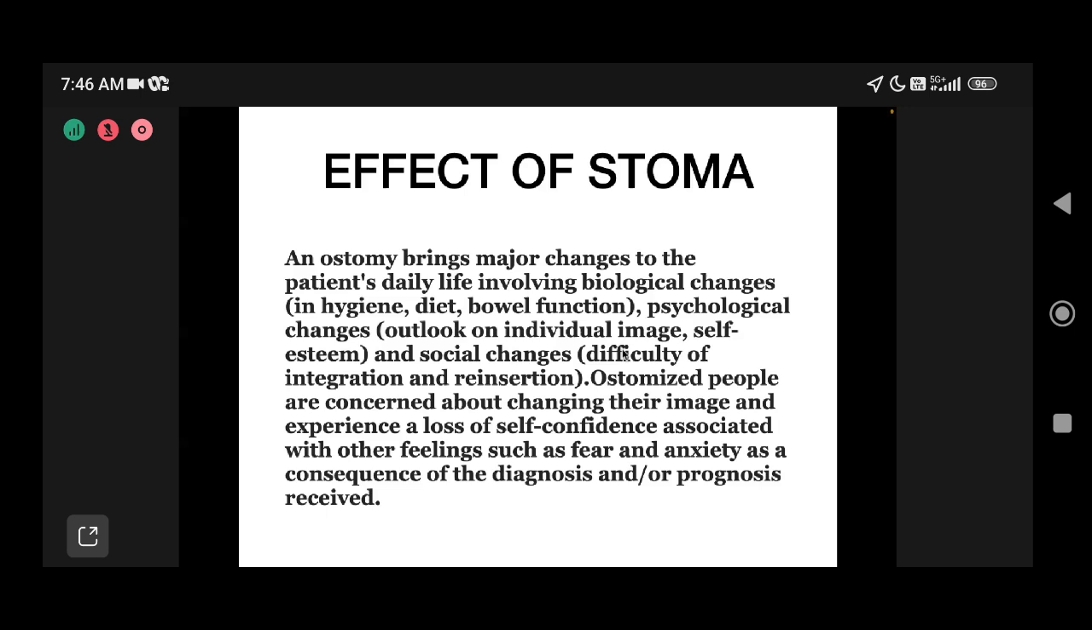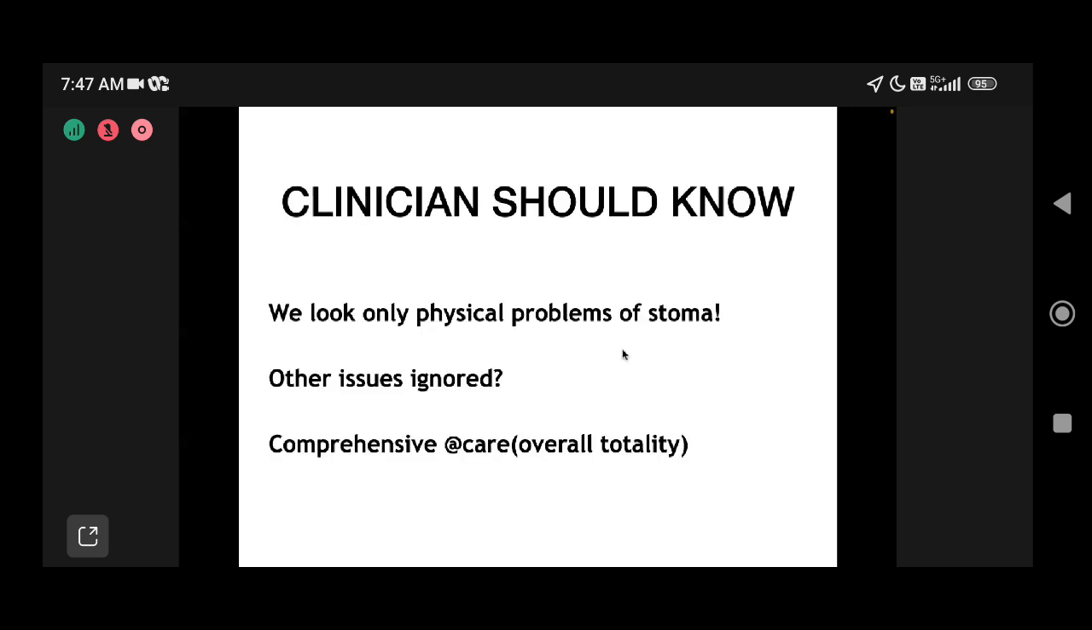Psychological changes are basically lower self-esteem, patient disfigurement, being unable to attend some social meetings, and unable to carry the bag, and so many other issues. So in a nutshell, as a surgeon, we should try to address all these issues. It's not only the physical issue. There are biological changes which happen in the body that have to be addressed in total. As a clinician, we should know that these issues should never be ignored in our day-to-day practice. So overall, the comprehensive care of the stoma is very important.